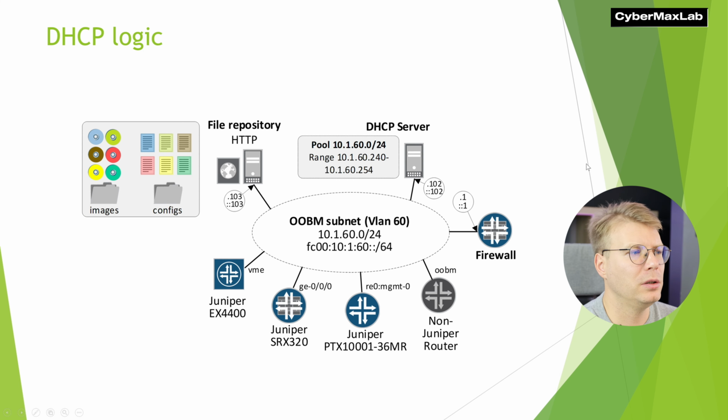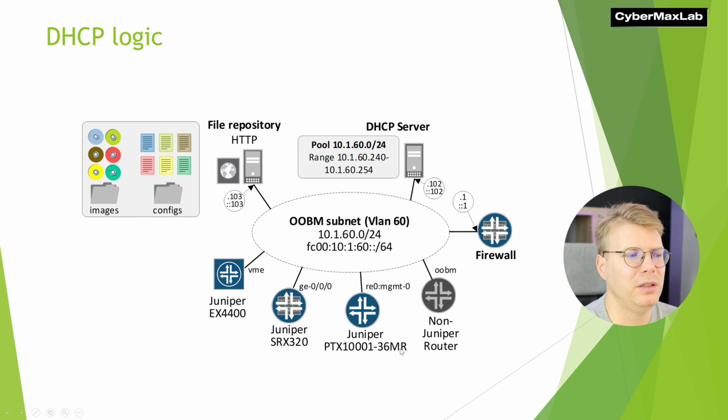Next, DHCP logic. Let's look here. So we have a repository holding multiple images and configuration files. We have a DHCP server running. We have a firewall to reach outside. We have an out-of-band management network, and then we have 4 devices connected down below. So let's say each of these devices needs ZTP.